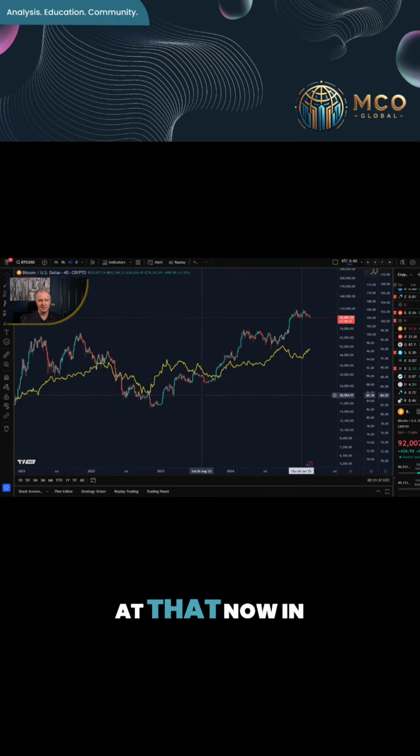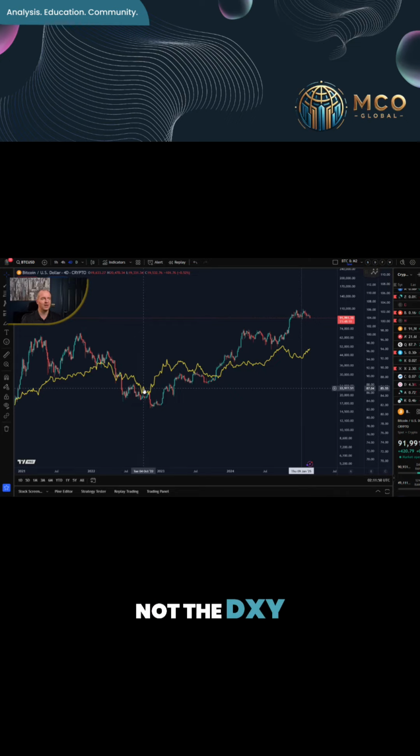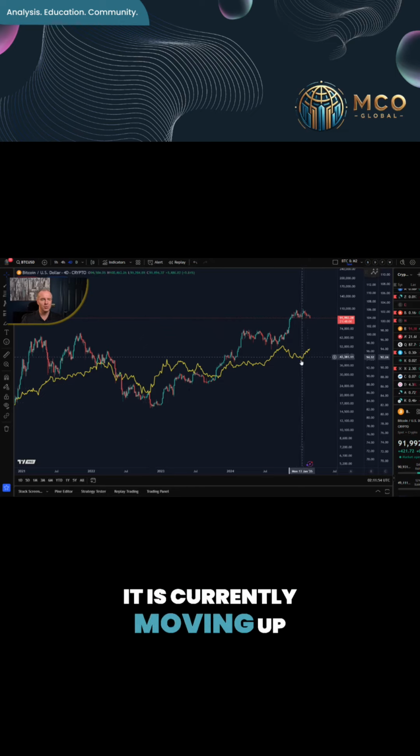We'll take a look at that now in more detail, and we will be able to shift them around. And then if you stay till the end, we might actually come up with a date when the Bitcoin chart is going to turn around, because the Global Liquidity Index here, M2, is currently moving up.